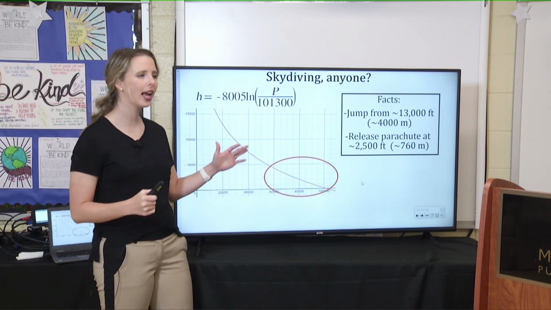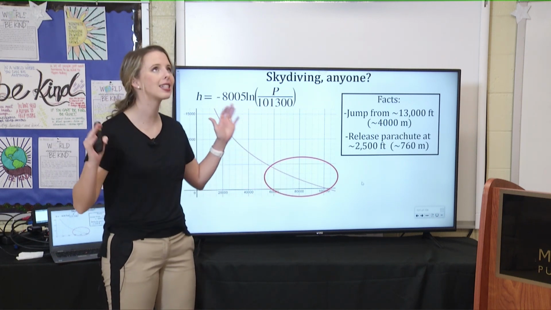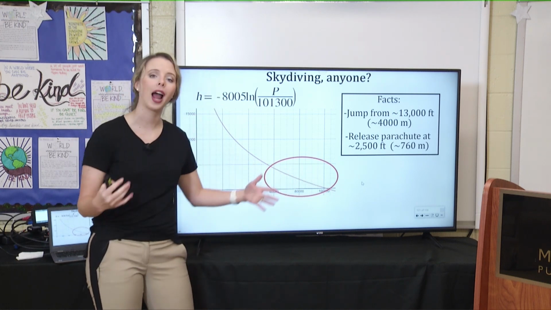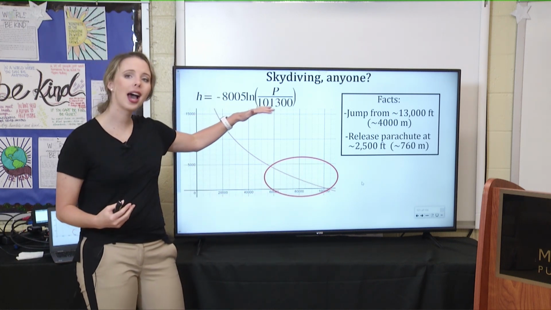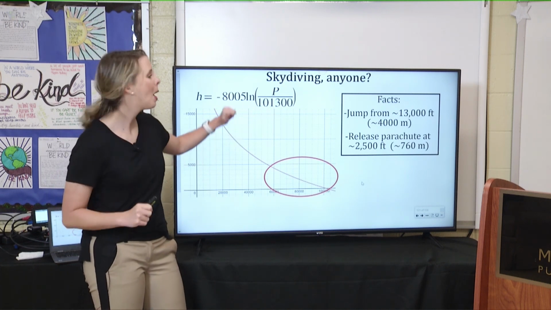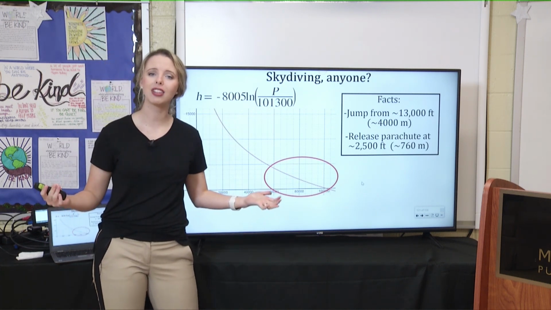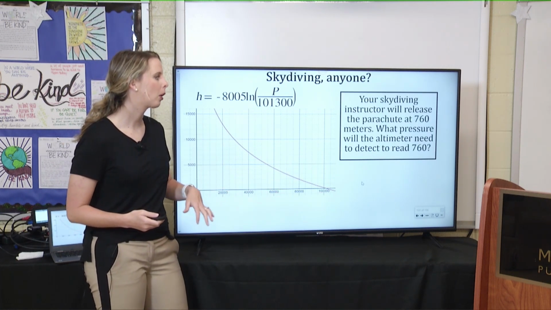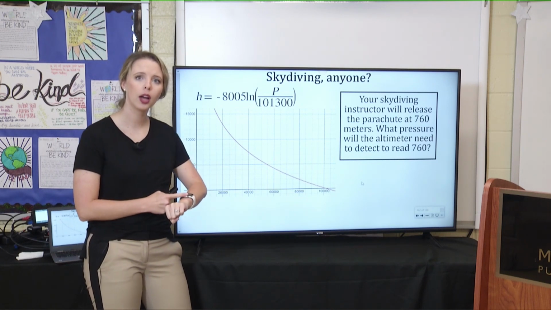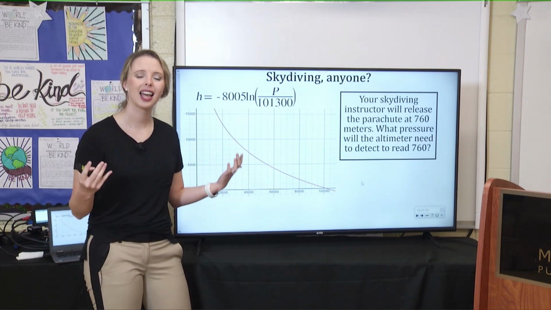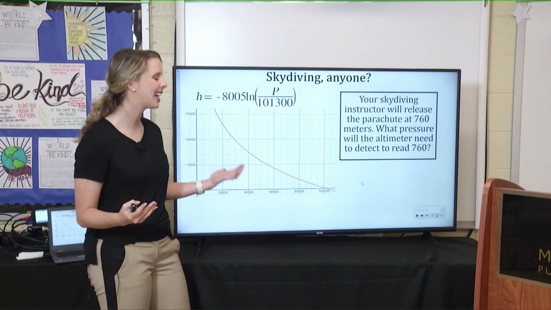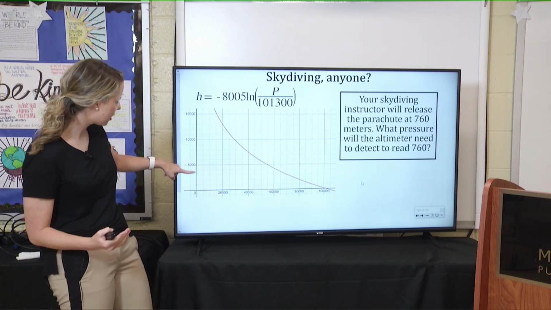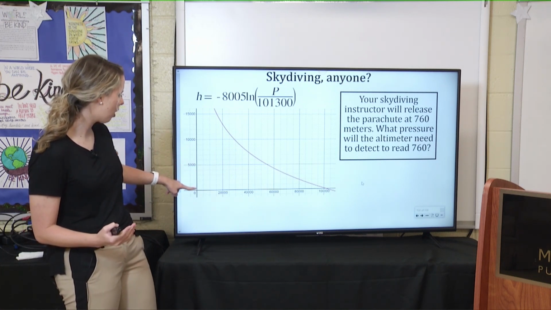So if we're jumping at 4,000 meters and we're releasing at 760 meters, this is the portion of the graph that we're actually worried about. Now, we don't know how to solve one of these functions yet. We will, but we don't know yet. But we can use a graph to find out what pressure the instructor's tool needs to read to know when to release the parachute. When is it going to tell him that the height is 760 meters? So here we're at 5,000, so 760 is before even our first grid mark.